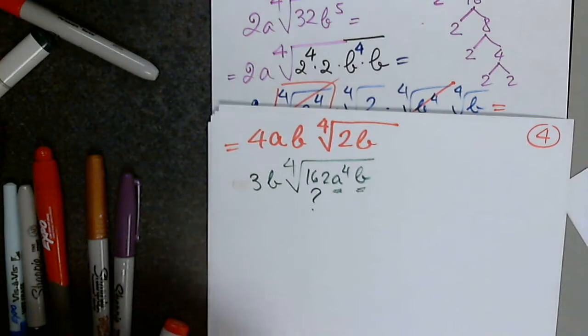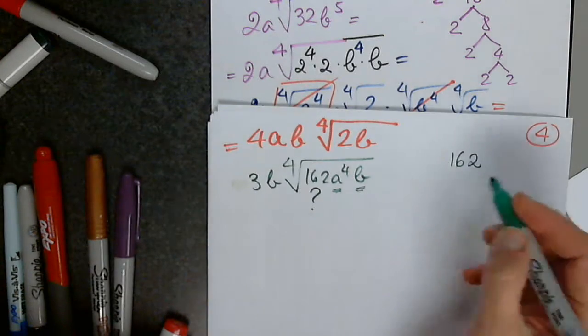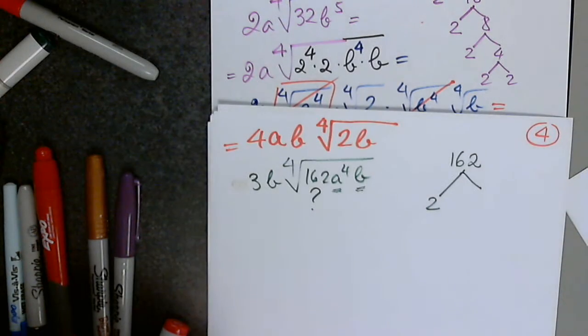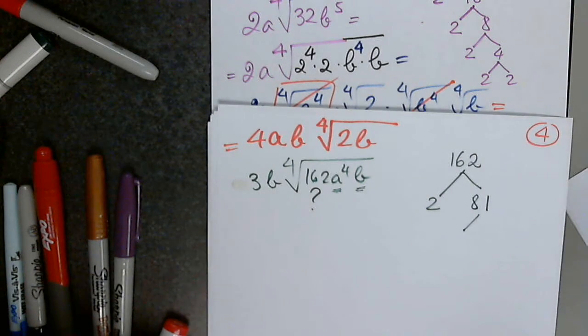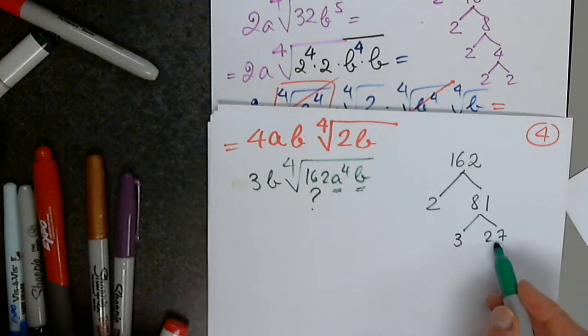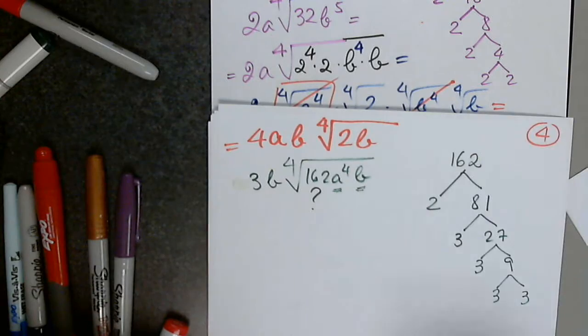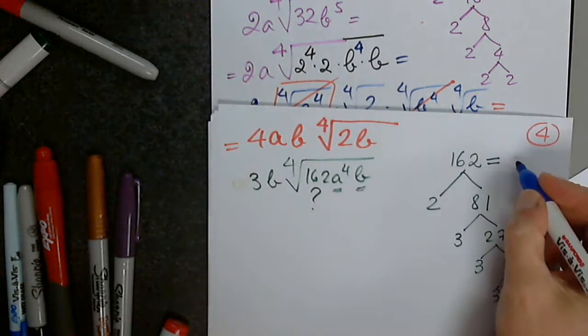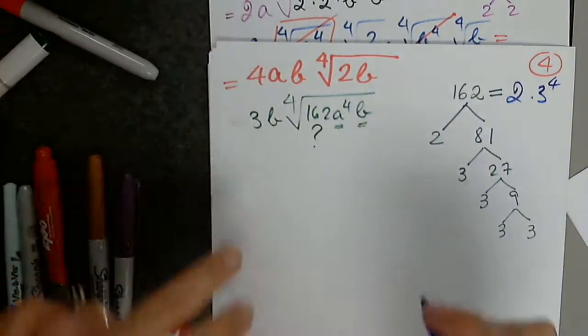But my question is, what do I do with 162? I have no clue. I'm going to take it aside, and I'm going to say, okay, it's an even number. I have to start with the first prime number, which is 2. And then I have 81. And then I know that 81 is divisible by the next prime number, which is 3. And then I get 27. And then 27 is divisible again by 3, and I get 9. And then I get 3, and I get 3. So obviously 162 can be rewritten, should be rewritten. How? 2 multiplied by 3 to the 4th power. Very good.